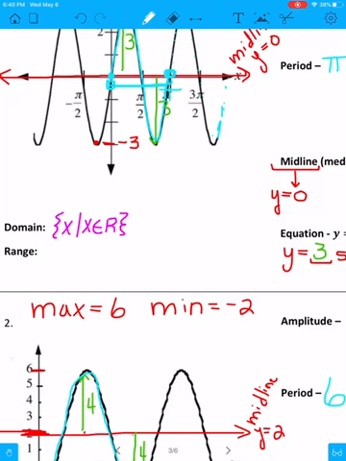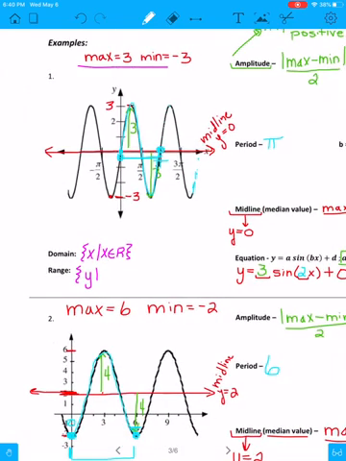Now my range, I do the set of y values such that my minimum, and we've already wrote these. This is why it's so important right off the bat to write your mins and your maxes, because they come in handy for your amplitude, for your midline, for your range. Okay, y such that -3 is less than or equal to, so slanted L, less than or equal to y is less than or equal to my maximum. So I start with my min, my low to my high, YER.